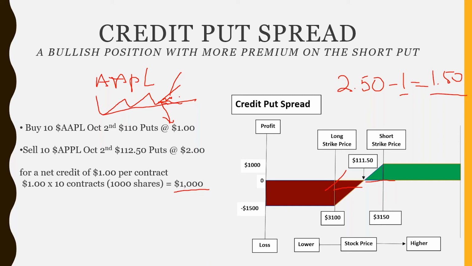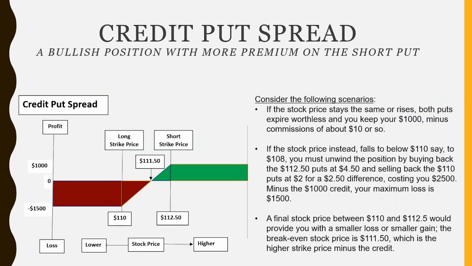Just moving sideways, slightly up, or even slightly down, as long as it's above our sell price, then we will make money on it. And our sell price minus the premium that we collected. Okay, now we're still profitable, right? So that is the credit put spread. Let's go to the next one.